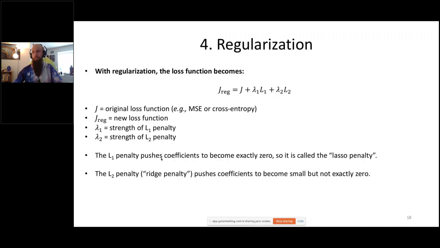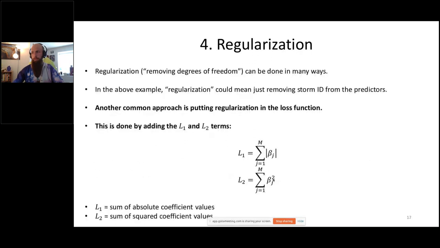And there's a real fundamental difference between the L1 and L2 penalties. The L1 penalty pushes coefficients to become exactly zero, which is why some people call it the lasso penalty, because it's like throwing a lasso around a small subset of your predictors. It's a weird term. And then the L2 penalty is sometimes called the ridge penalty. Whereas the L1 penalty pushes coefficients to become exactly zero, the L2 penalty doesn't do that. It pushes coefficients to become really small, but not exactly zero. The reason is, inside the L2 penalty, you're squaring the coefficient values. So once a coefficient value has become small enough, like 10 to the minus 6, and then you square it, that's 10 to the minus 12. Once coefficient values are that small, there's really no pressure to keep decreasing them all the way to zero.